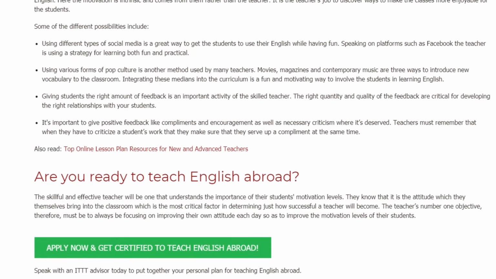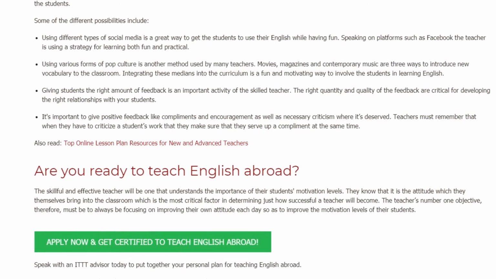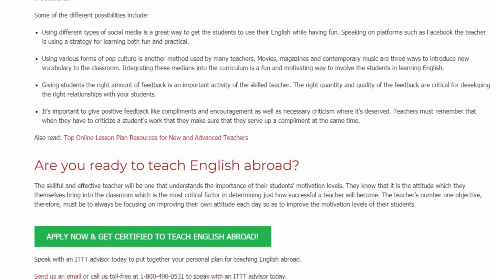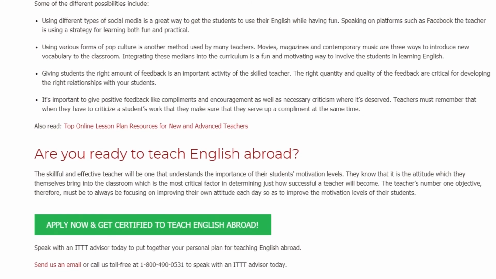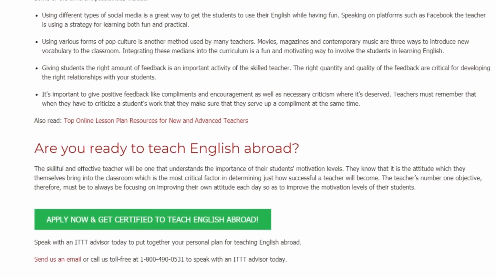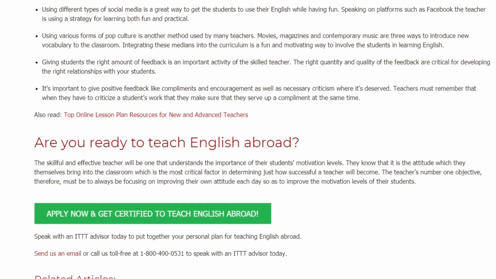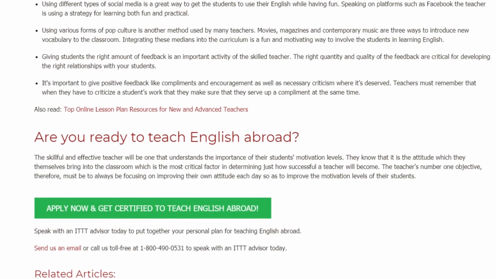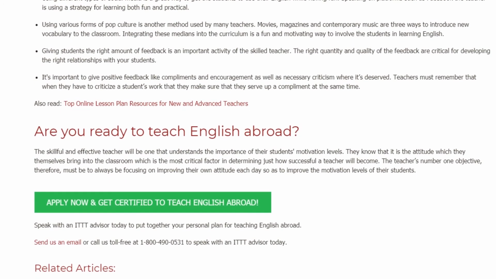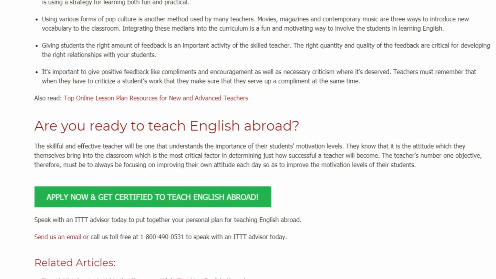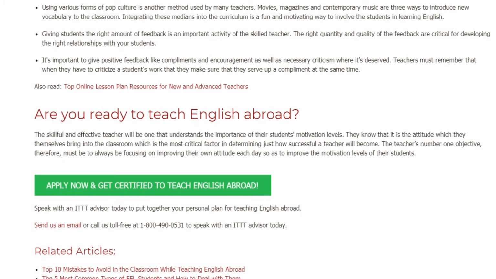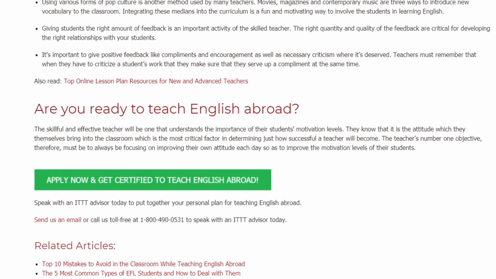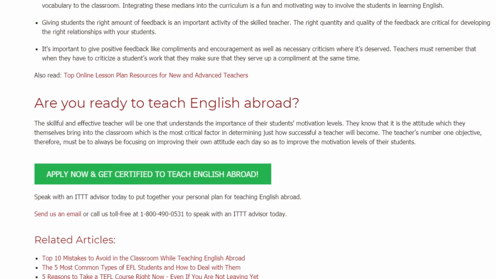The skillful and effective teacher will be one that understands the importance of their students' motivation levels. They know that it is the attitude which they themselves bring into the classroom which is the most critical factor in determining just how successful a teacher will become. The teacher's number 1 objective, therefore, must be to always be focusing on improving their own attitude each day so as to improve the motivation levels of their students.